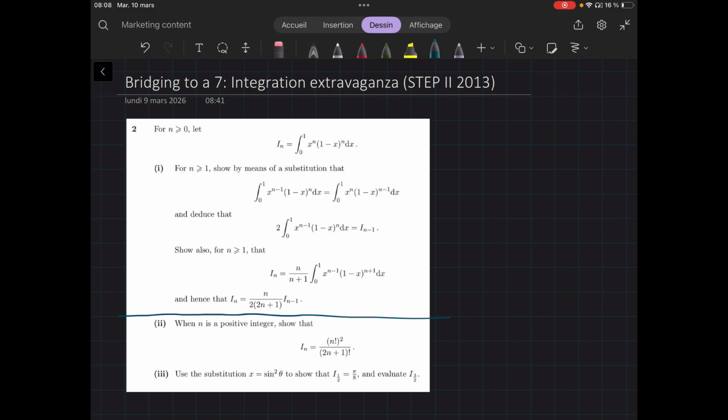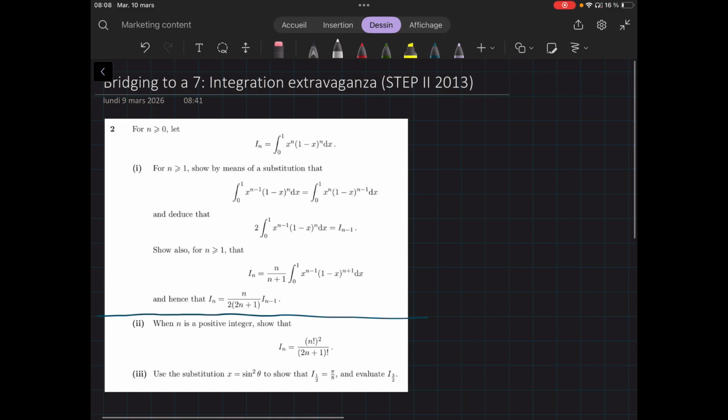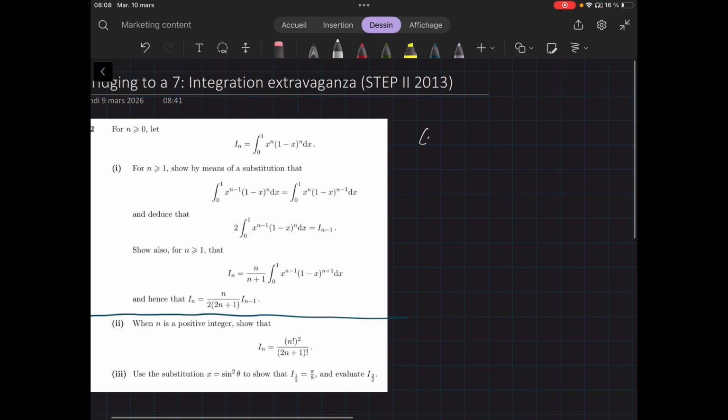So let's start with part one. We want to show by substitution that this identity is true. Now, this is a rather standard question that you should all know how to do by now if you're aiming for a 7 at HL.